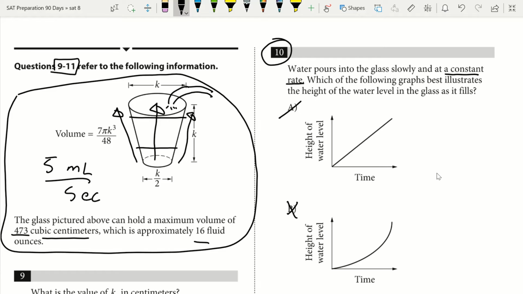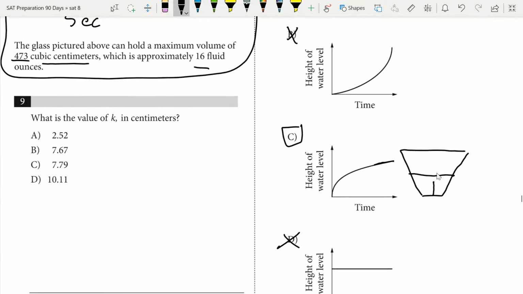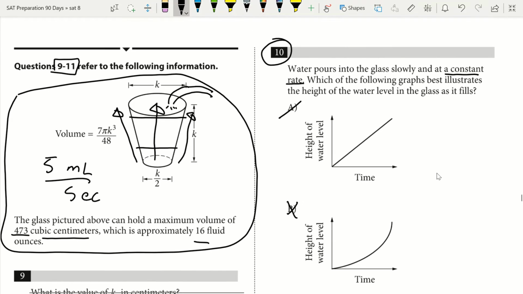So if you saw the scenario, you would think obviously that cup is getting wider as it goes up, therefore the height is going to change at a slower rate as we fill it with water. So our answer there would be C. So that's just one example of how you can use common sense and intuition to find the correct answer on the SAT math section. So not everything has to do with an equation.